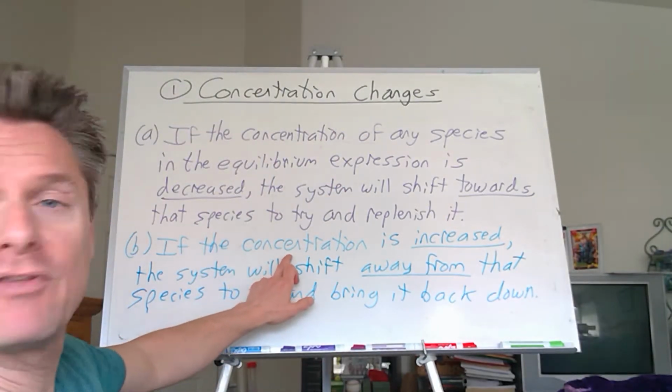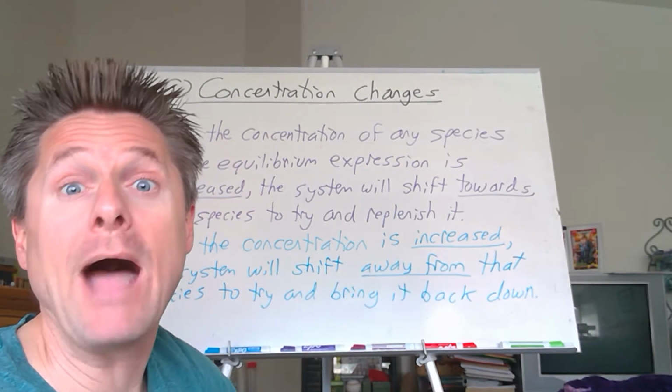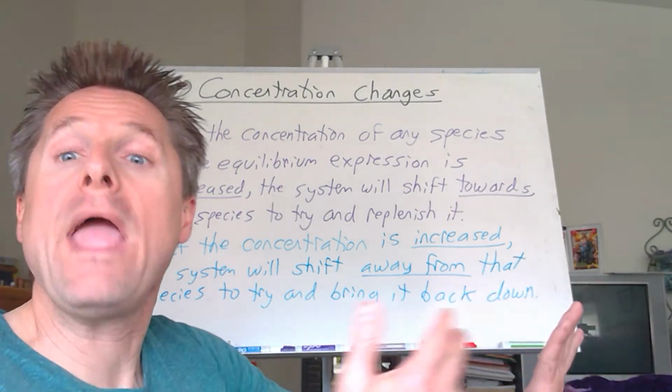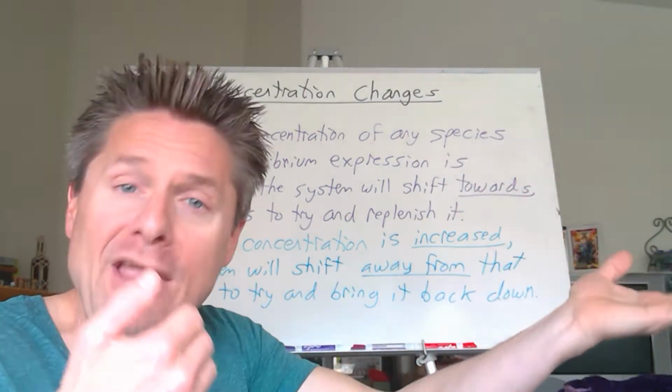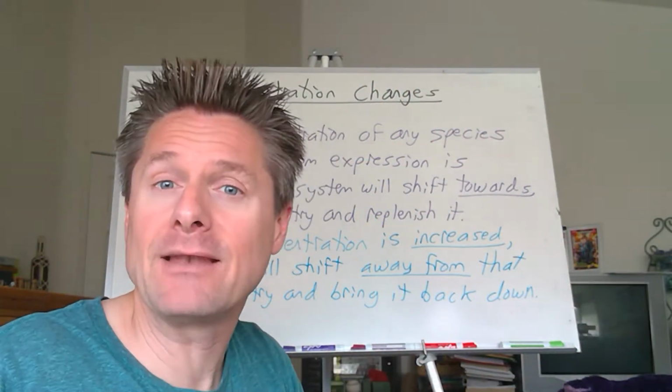And vice versa, if the concentration of any species in the equilibrium expression is increased, however we do that, then the system will shift away from the species. So if I increase the concentration of something, it's going to shift away from it to bring it back down to counteract that disturbance, right?